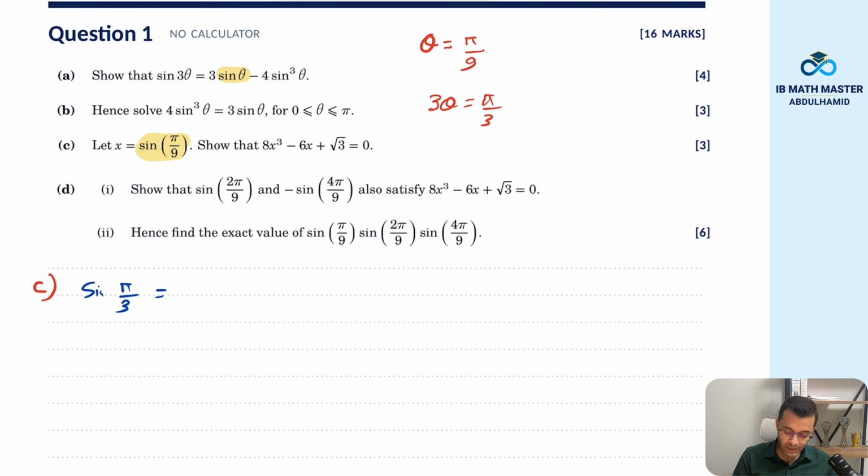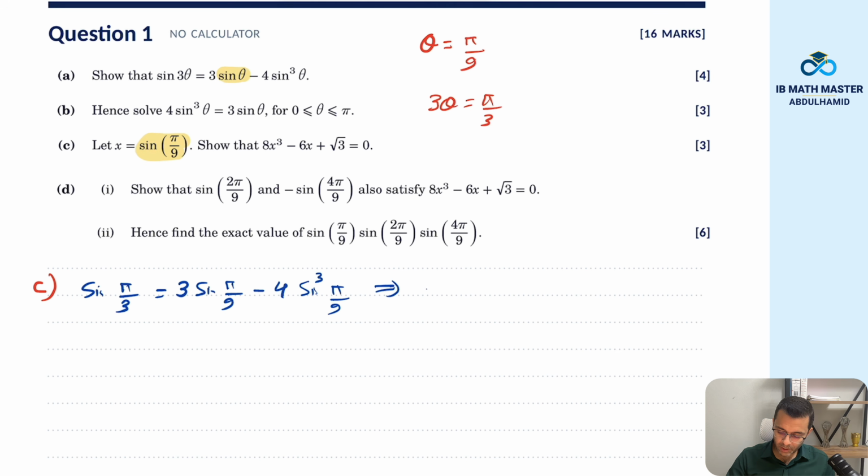Then equals 3 sine theta. So 3 sine, for the first time, I will write as it is: sine pi over 9, minus 4 sine cubed of the same angle. That means sine pi over 3, as you know from the unit circle, is square root of 3 divided by 2.